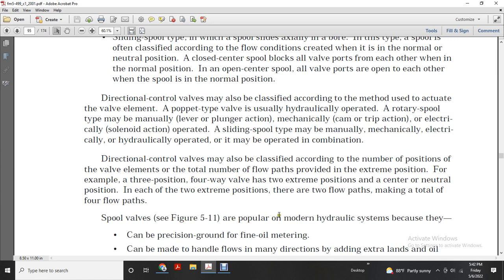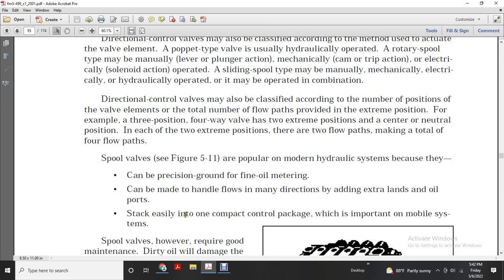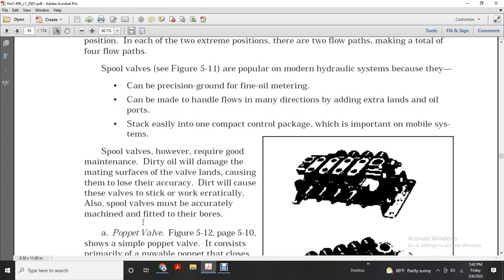Spool valves, figure 5.11, are popular in mounted hydraulic systems because they can be precision ground and fine oil metering can be made with a hand or flow with many directional lanes and oil ports. Stacking is easy in one compact control package, which is important in mobile systems. Spool valves have poor tolerance to dirty oil, which can damage the lands of the spool. Dirt will cause these valves to lose accuracy and work erratically. All spool valves must be accurately machined and fitted into the bores.